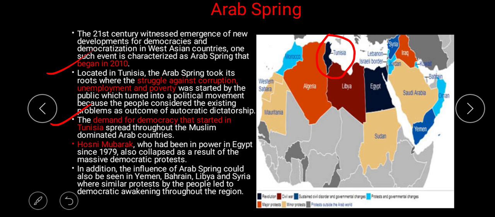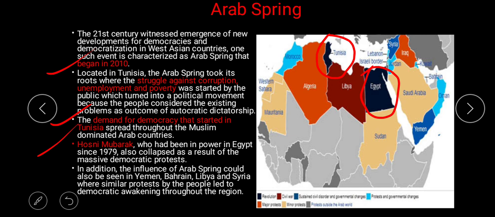Now you see here Hosni Mubarak, and the country Egypt. This is Egypt. Hosni Mubarak was the leader, the president of Egypt, and he was in power from 1979. Due to the movement which occurred in Egypt, he also had to surrender, and his government collapsed. So that is a kind of momentum that we can see in the Arab Spring.